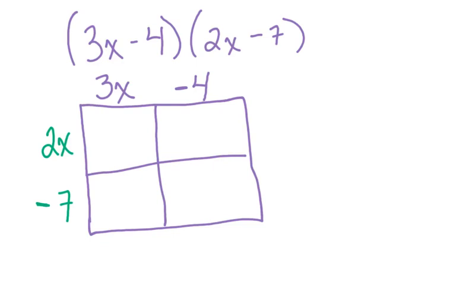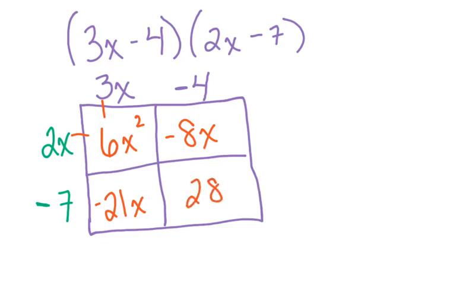Now remember, you multiply the two together to get the value in each of the boxes. You take what's across the top and what's down the side to give you the product. So 3x times 2x gives me 6x squared. 3x times negative 7 is negative 21x. And then negative 4 times 2x is negative 8x. And now I have negative 4 times negative 7, which gives me 28.